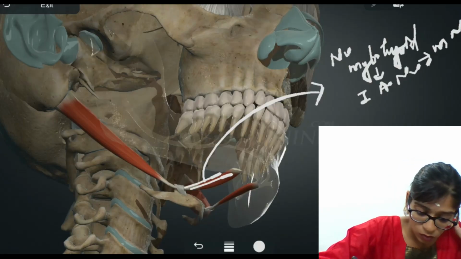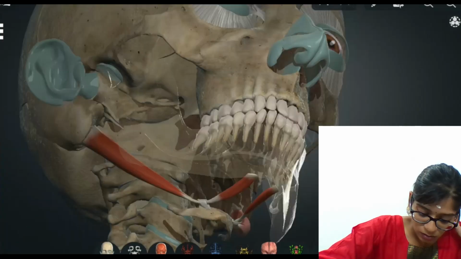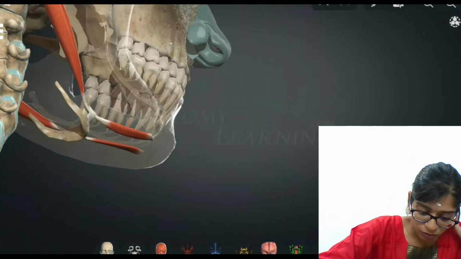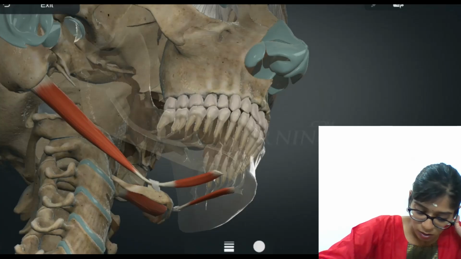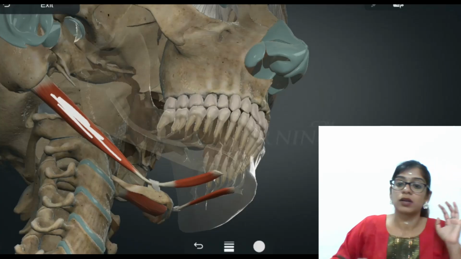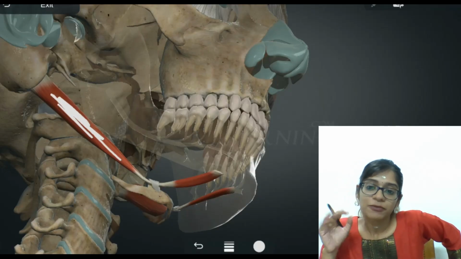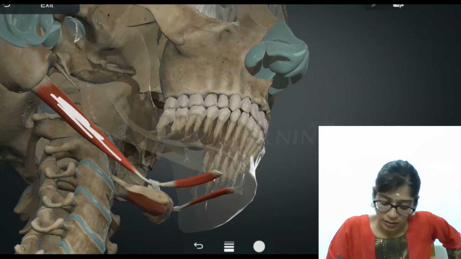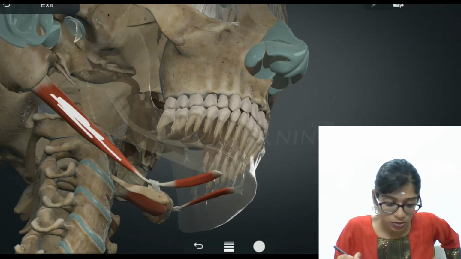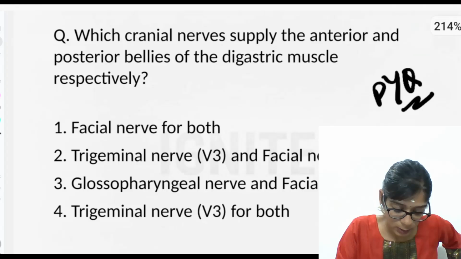Now, this is the posterior belly. All of you can appreciate the posterior belly of the digastric muscle. It is supplied by the facial nerve. This much clear? Now let's read the options and try to sort out the answer.